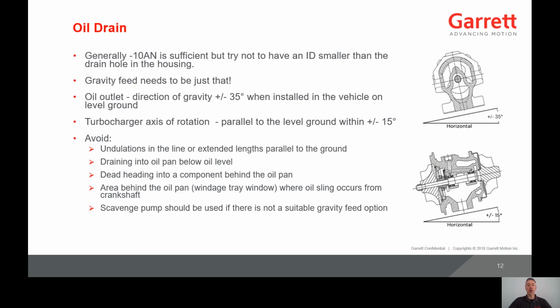And you should always try to avoid undulations in the line or extended lengths parallel to the ground, draining into the oil pan below oil level, deadheading into a component behind the oil pan, or draining into an area behind the oil pan where oil could be slung from the crankshaft. If all of these things cannot be accomplished, a scavenge pump should be used to ensure that the oil is evacuated out of the center housing.